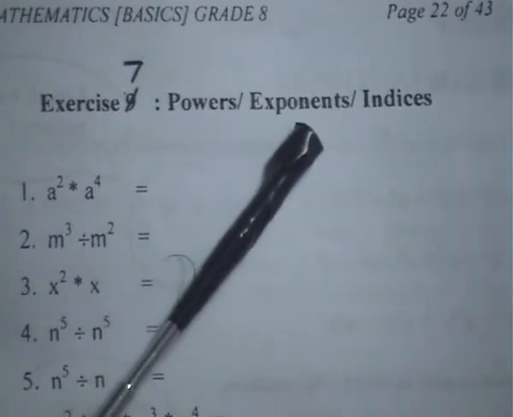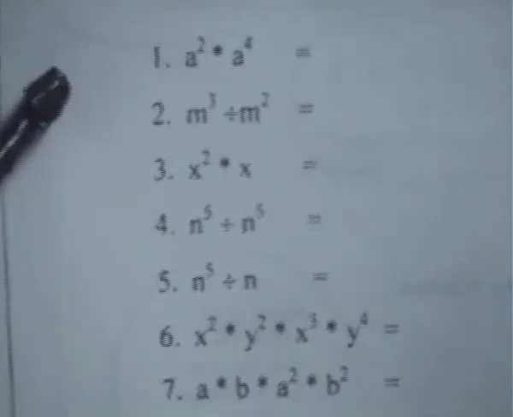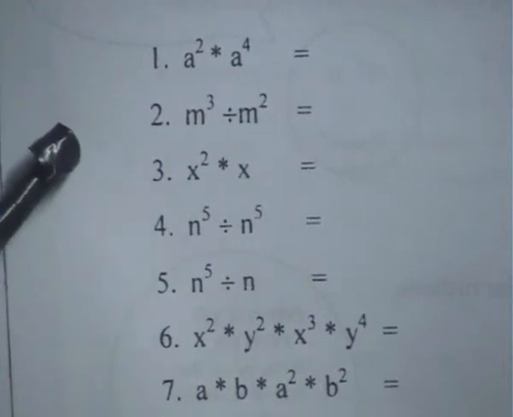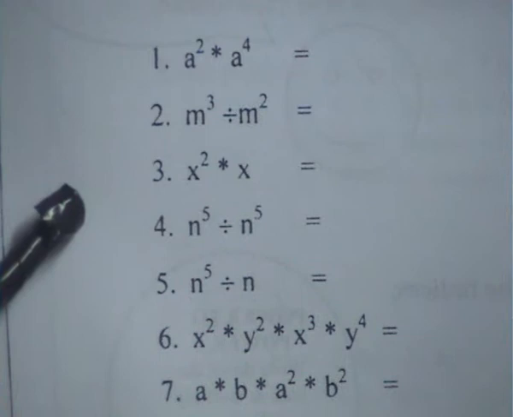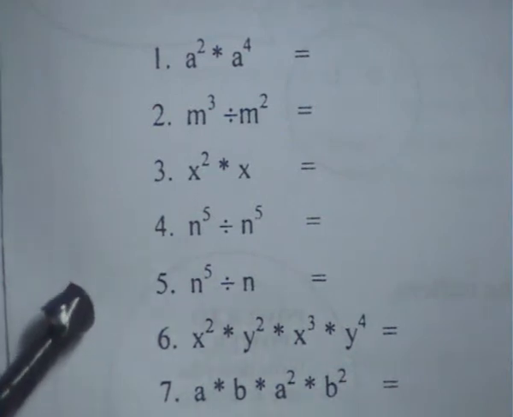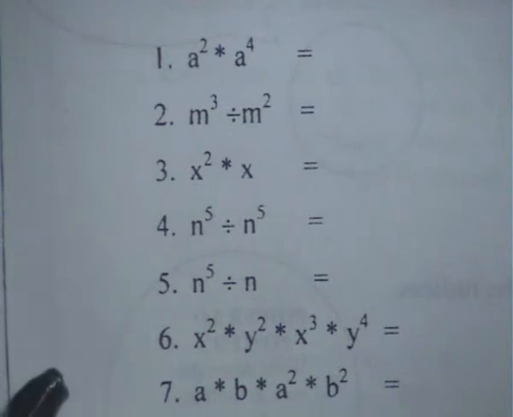Alright, we're looking at exercise 7 based on powers, exponents, indices. Number 1, a squared times a to the 4. Number 2, m cubed or m to the 3 divided by m to the 2. Number 3, x squared times x. Number 4, n to the 5 divided by n to the 5. Number 5, n to the 5 divided by n. Number 6, x squared times y squared times x cubed times y to the 4.